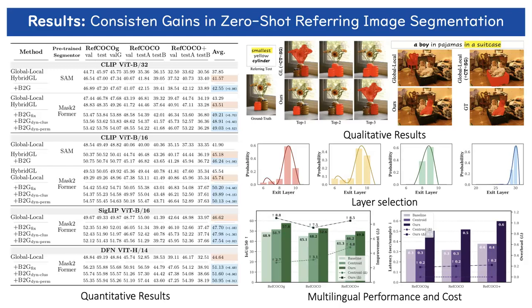As a result, the final table on the left shows consistent gains across every backbone, CLIP, SigLIP, and DFN, on top of already strong baselines, reaching up to plus 6.5 mIoU on DFN. The qualitative examples show B2G correctly grounding hard queries such as a boy in pajamas in a suitcase with more diverse and accurate top-K masks.